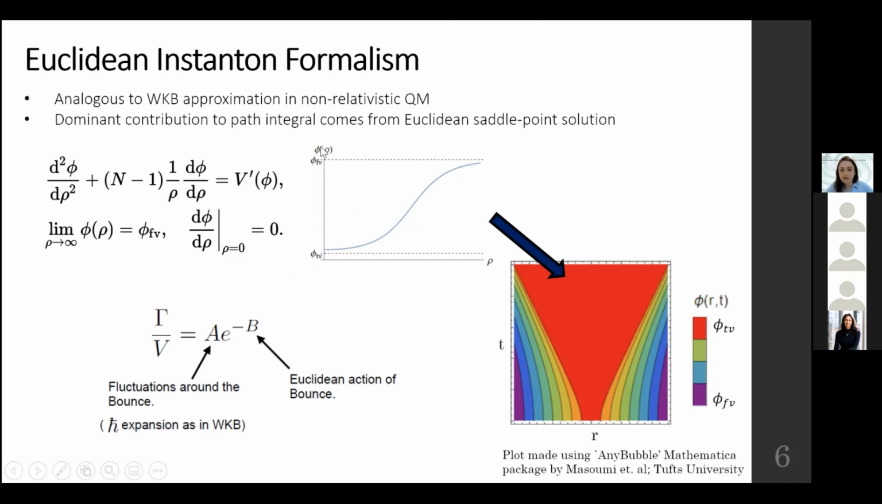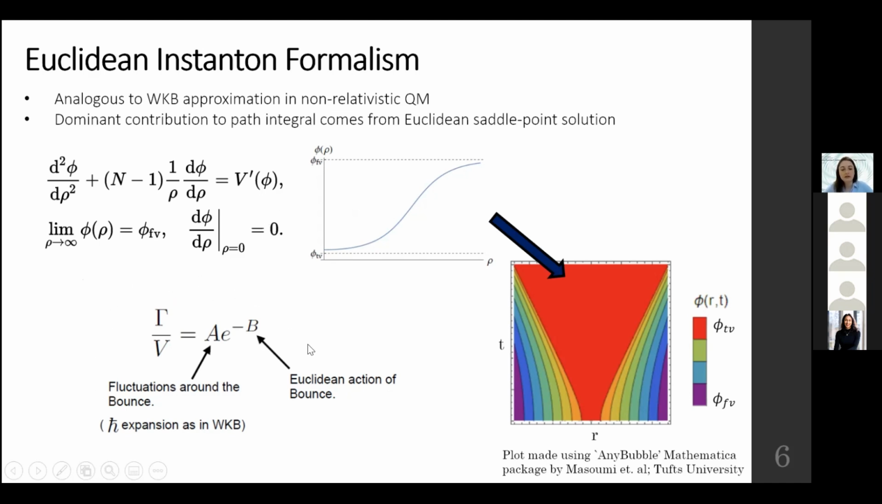It interpolates between the false vacuum and the true vacuum under some predictable boundary conditions. And this rapidly transitioning region here we call the bubble wall. And the shape of the solution depends entirely on the shape of the potential.